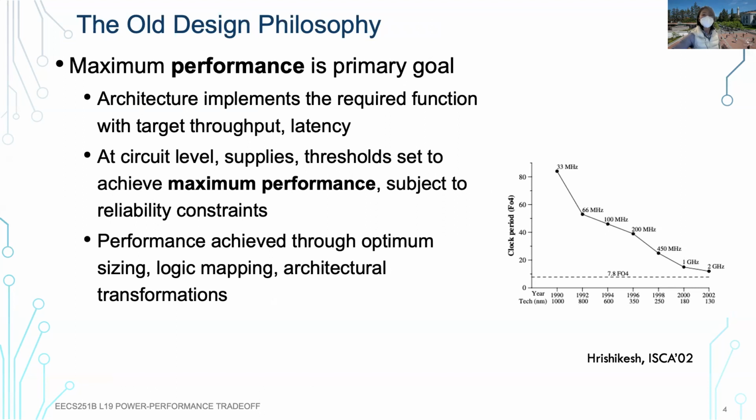Well, this wasn't true roughly 20 years ago, right? Before we ran into the power problem, performance was always the key. We only cared about performance. We never worried too much about power. We'll talk a little bit about how Dennard scaling helped us in that regard. But performance was always the key.